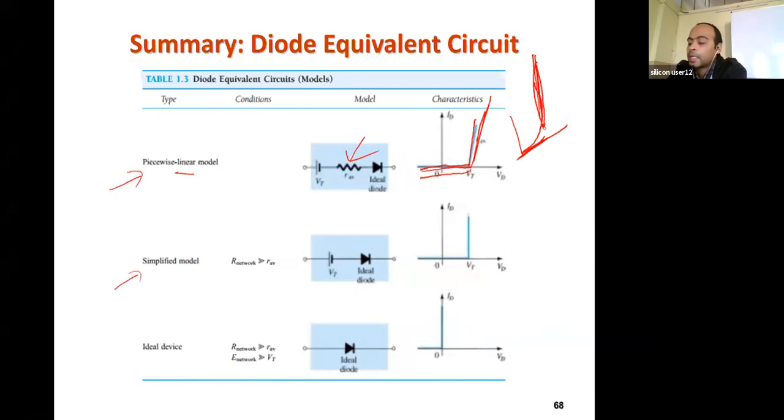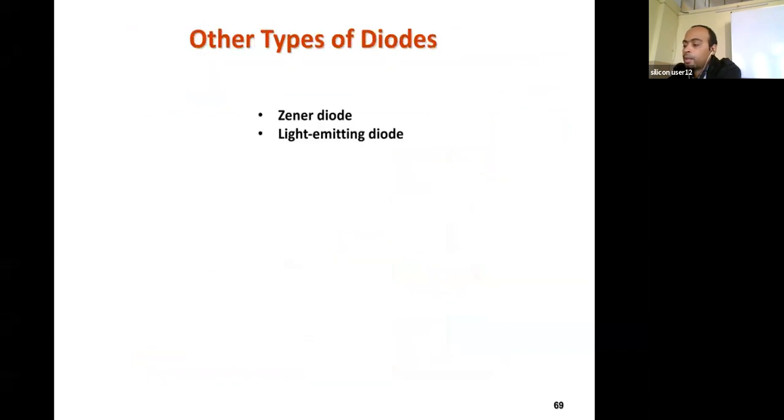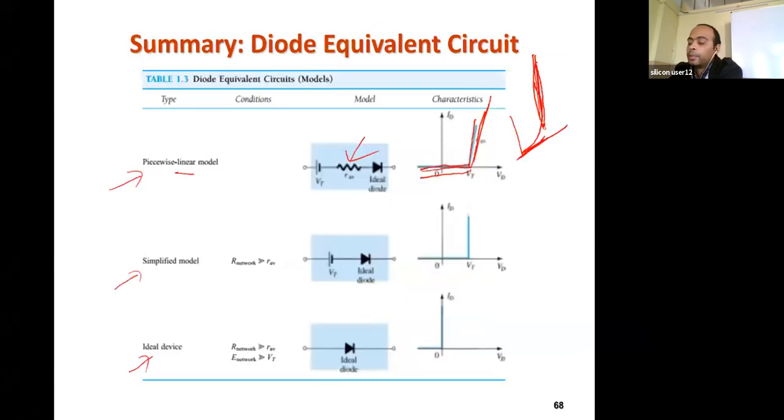And the last one is ideal. We are assuming it's ideal. It doesn't have any threshold voltage drop, and it doesn't have any AC resistance RAV. So these are the 3 different diode models. It will be very interesting when we do the problem part.